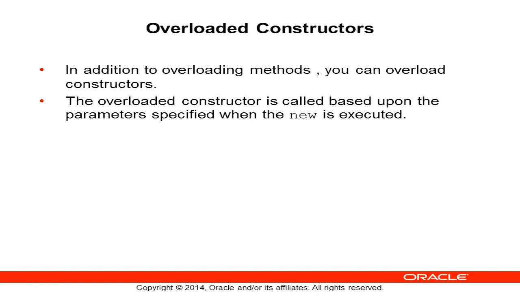And the overloaded constructor is actually called based upon the parameters specified when the new is executed. So if we have our new employee, for example, if we pass in only 3 parameters, then it would look for a constructor that has those same 3 parameters. If we had an additional or a fourth one as in one of our overloaded constructors, then when we call new employee and pass in the 4 parameters, then that constructor with the 4 parameters would be used instead.